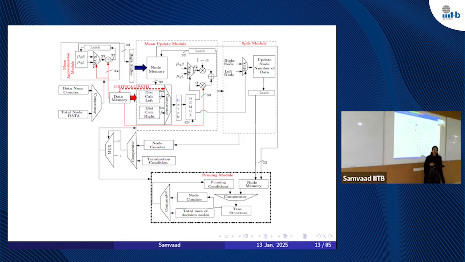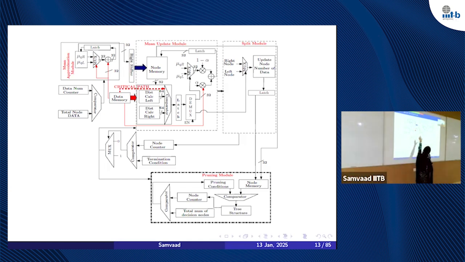So maximum operating frequency is a critical parameter in hardware design. As you reduce your critical path, you get a higher frequency. I have implemented a latch here, due to which my critical path is only from the data memory to the comparator. So I got a good frequency for this design.